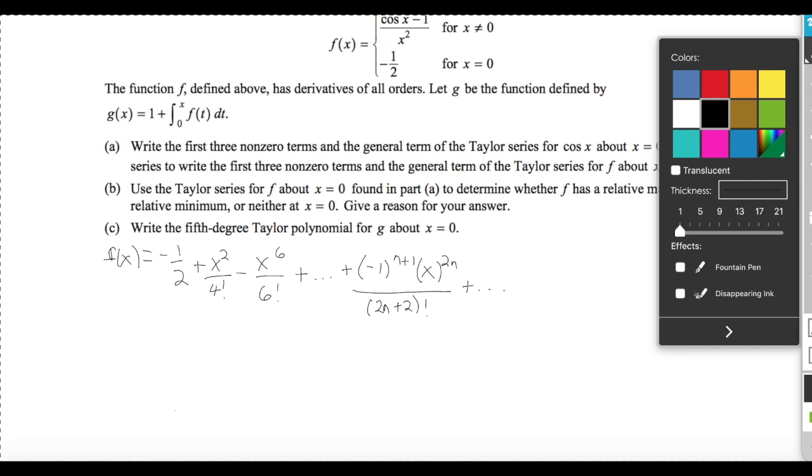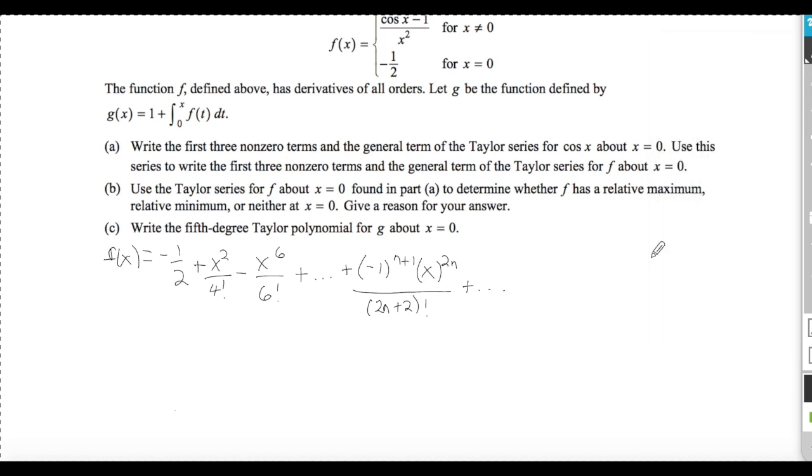Okay. Part C says, write the fifth degree Taylor polynomial for g about x equals 0. Okay. Well, g is this function up here. I know that g of x is 1 plus the integral from 0 to x of f of t dt. Look, I know all of this stuff about f already. So that means g of x is going to be equal to 1 plus the integral, the antiderivative of all this f stuff. So let me take the antiderivative of all this stuff, and let's just see how it looks, and then we can do the other stuff.